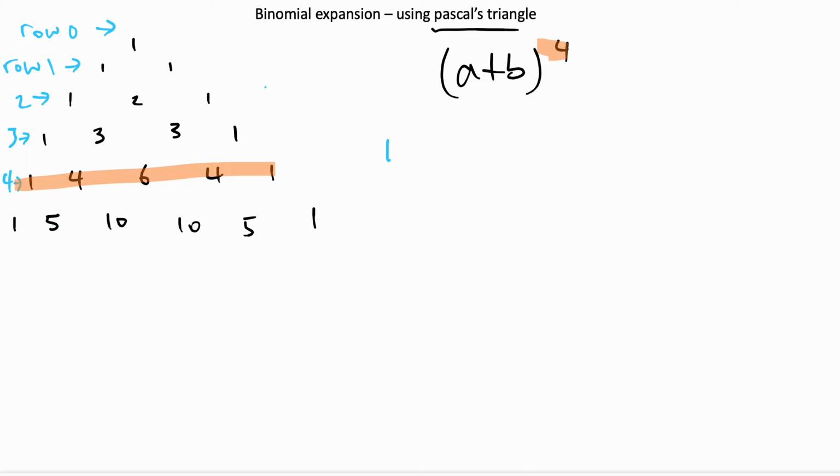Okay, let me go one by one. 1 first. Then we put our a inside, and that's going to be to the power of 4. Then we put our b, so our terms, and then it's going to be to the power of 0. I'll explain this in just a second.